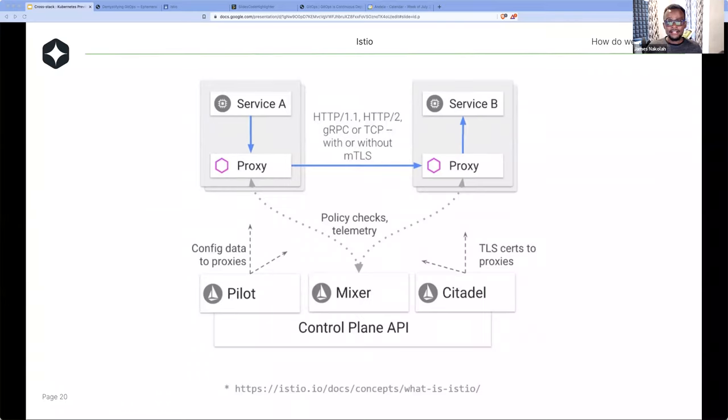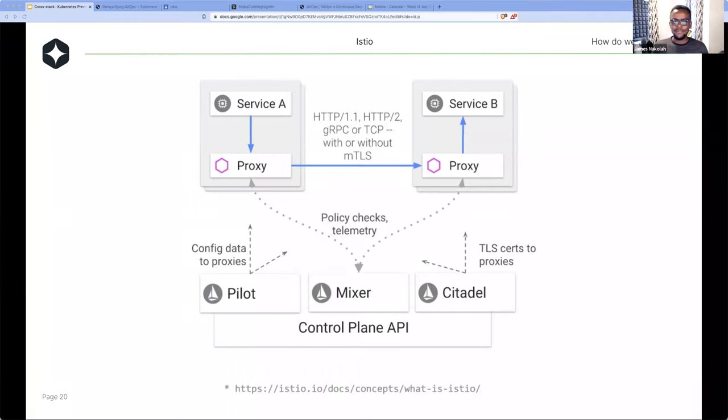And now this proxy, of course, does what a proxy does. It intercepts all outbound network connections from a pod. That means that when service A is calling service B, the proxy inside service A will intercept that call, because remember that containers inside the same pod share the same network namespace. So the proxy is able to see that call and basically intercept it.